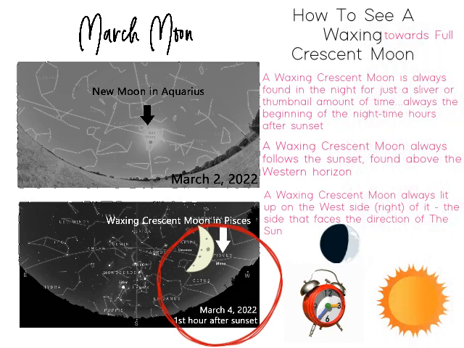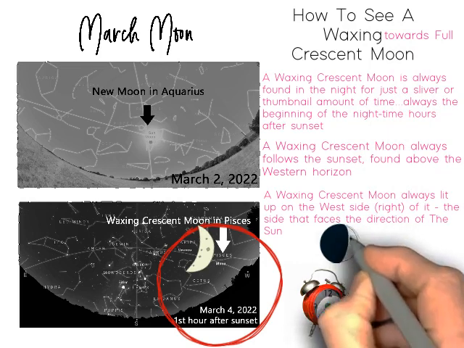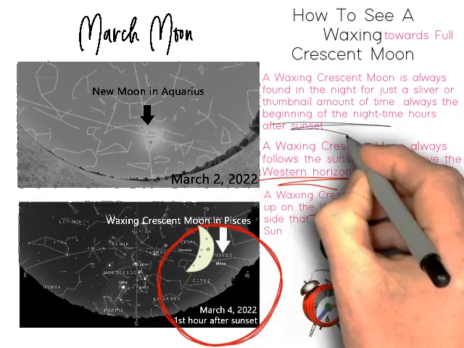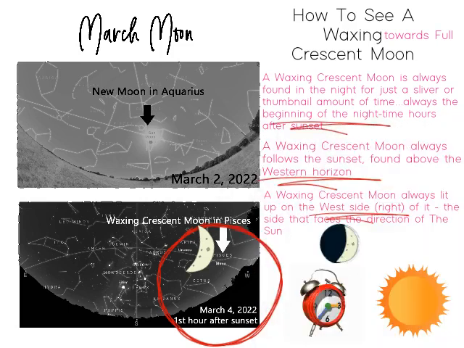So let's pull this all together. A waxing crescent is what it's called because this crescent moon is on its way back toward full. So a waxing crescent moon is waxing full. It is lit on the same west side or right side following the sun. It's always found over the western horizon, and just for a sliver of night or a thumbnail amount of nighttime hours, and always at the beginning of those nighttime hours.